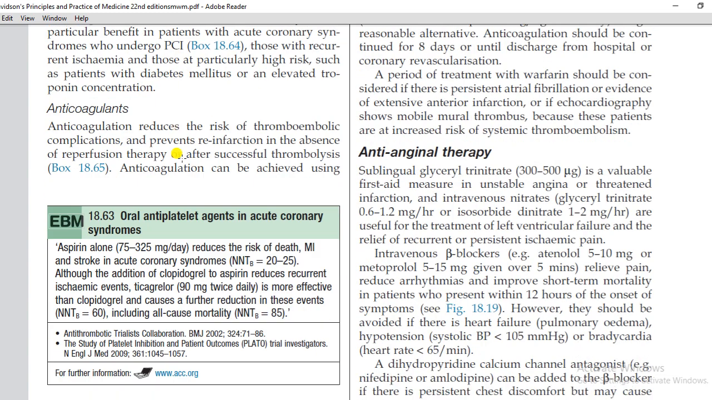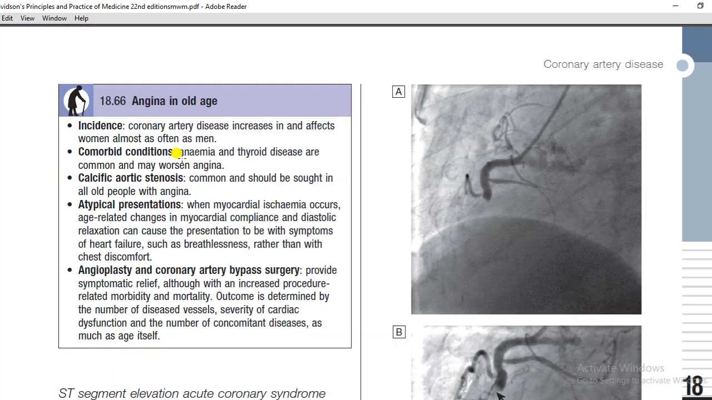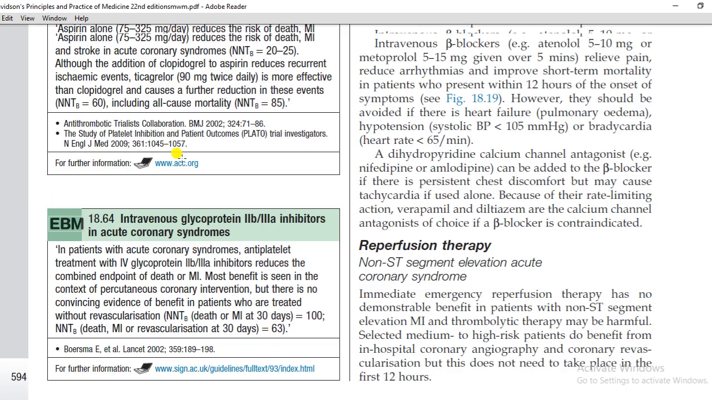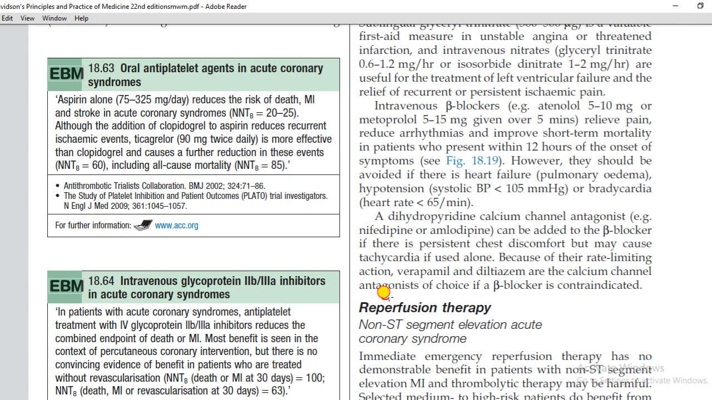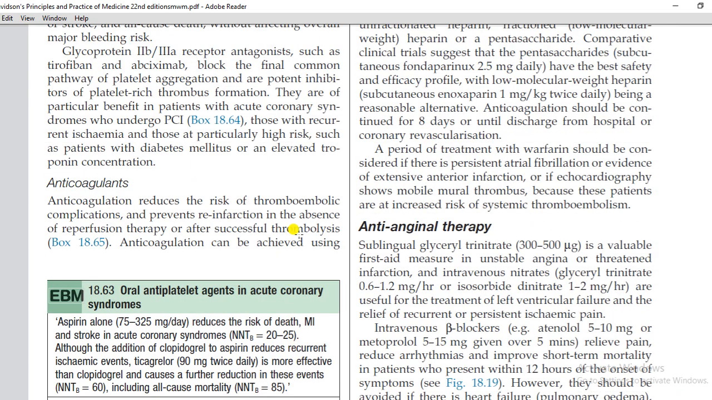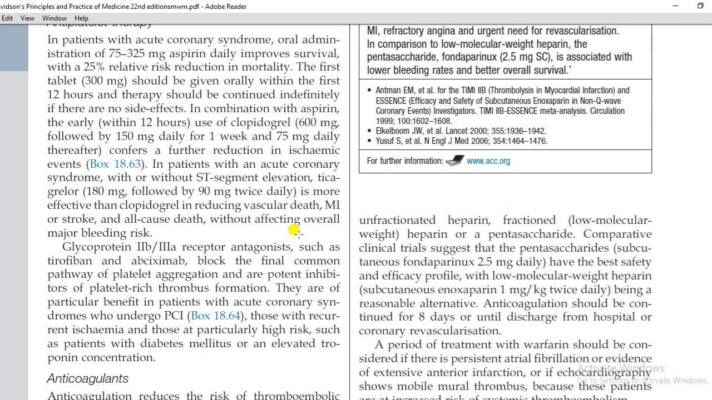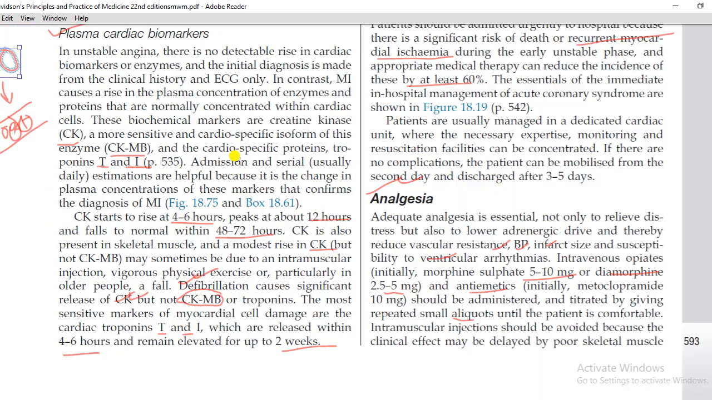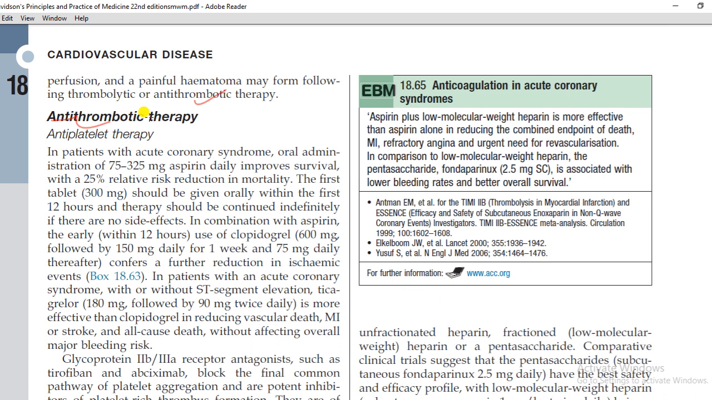What does it include? I need to know this term, reperfusion therapy. I'll be dealing with it later. So the antithrombotic therapy, antiplatelet therapy.